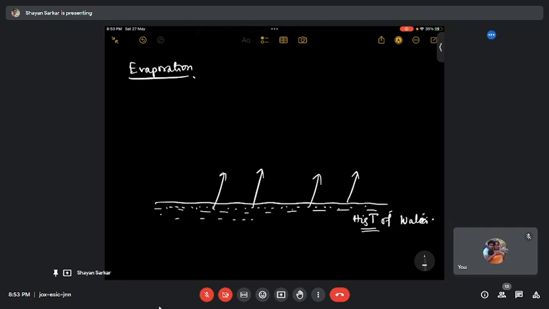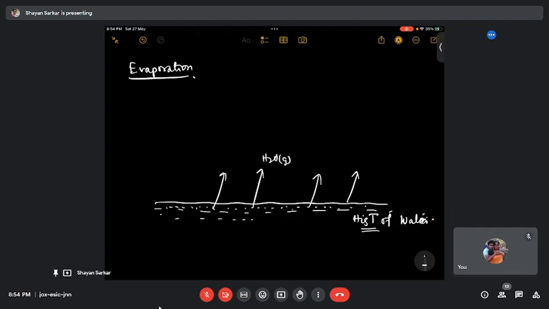In form of gaseous state. Yes or no? So at the surface, molecule with enough speed would break the liquid surface and it will enter into the above air. Okay, so this is a process where liquid state is changing into a gaseous state, that is evaporation.